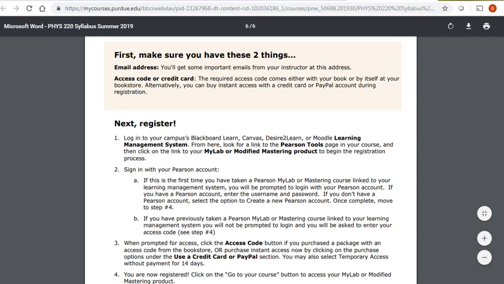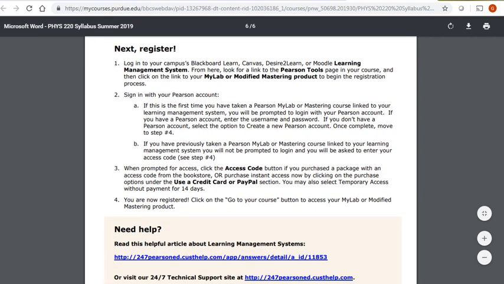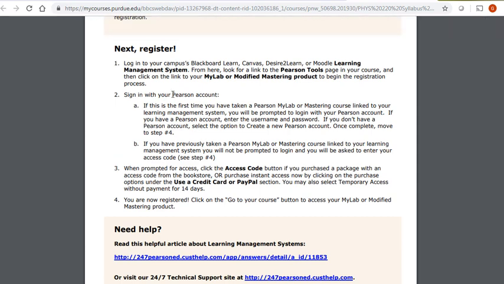Now, this gives you a chance to actually buy the code. Maybe you already have the code and you're happy using that. That's fine. But you sign in with your Pearson account. So if you have anything like Math Excel, Mastering Chemistry, you already have a Pearson account. If not, you'll have to create a Pearson account. And then once you do that, that's when you're prompted to enter your access code.